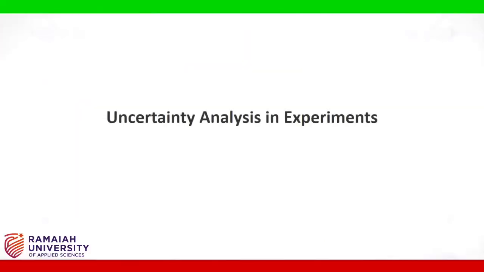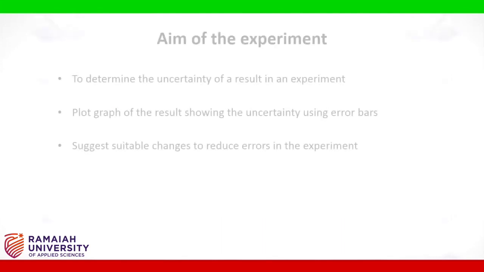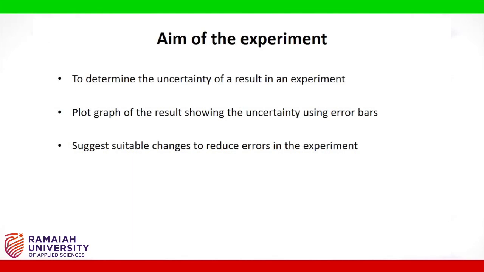Hello students, let us have a discussion on uncertainty analysis in experiments. Aim of the experiment is to determine the uncertainty of a result in an experiment and to plot the graph of the result showing the uncertainty using error bars. In this exercise, suggestions on suitable changes to reduce errors in the experiment will also be made.